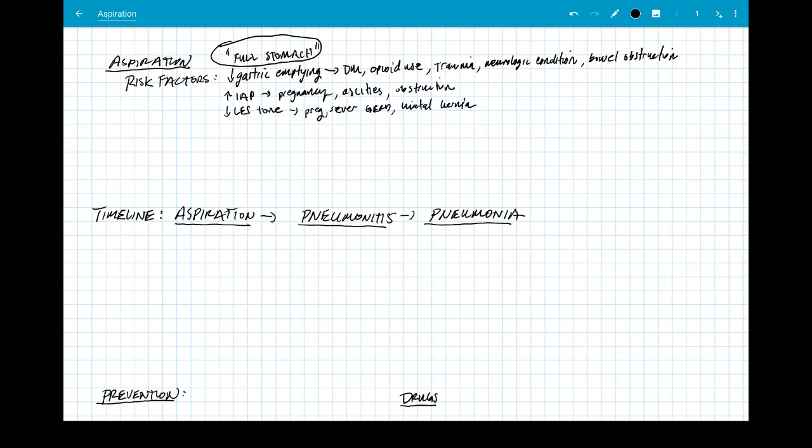So let's say that you do have a patient that aspirates. What should you do? You have induced the patient for general anesthesia, and they do aspirate. The ideal thing is to put them in Trendelenburg position, suction the mouth, intubate, and suction prior to giving positive pressure ventilation.